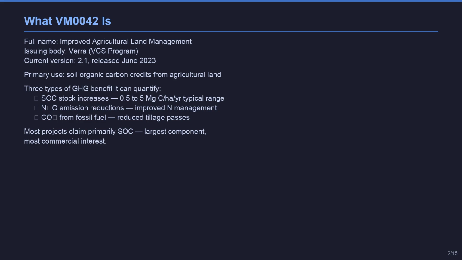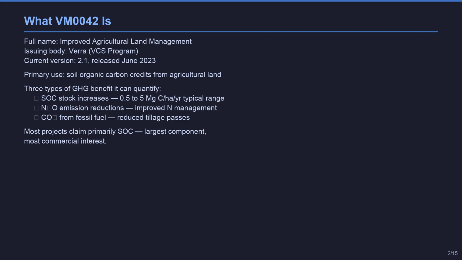VM0042, full name Improved Agricultural Land Management, is the primary Verra methodology for soil organic carbon credits. Version 2.1, released June 2023, is the current active version. There are 3 types of greenhouse gas benefit it can quantify. 1. SOC stock increases. When management improves, organic matter accumulates. 0.5 to 5 megagrams of carbon per hectare per year is a realistic range depending on climate, soil, and practice.